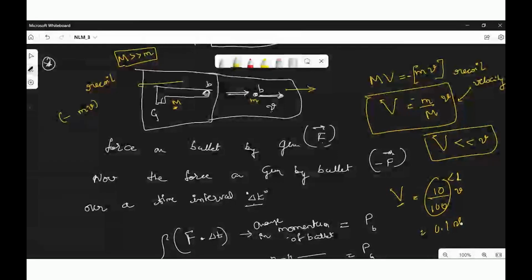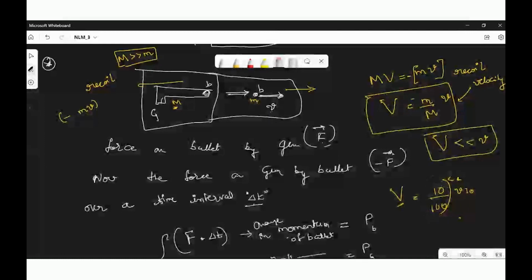Like, 0.1 into V: if V is 10 meter per second, capital V will become what? 0.1 into 10, which means 1 only. Smaller than 10, correct? So capital V will be smaller. It's just ratio checking. You are dividing a smaller number by a bigger number, so obviously that will be less than 1.